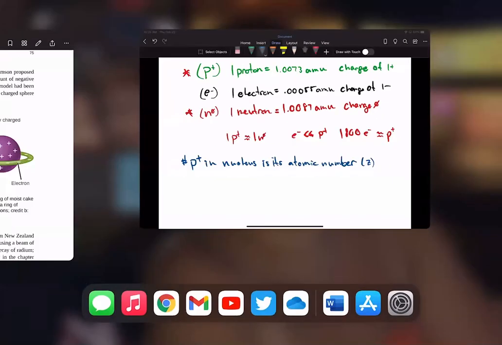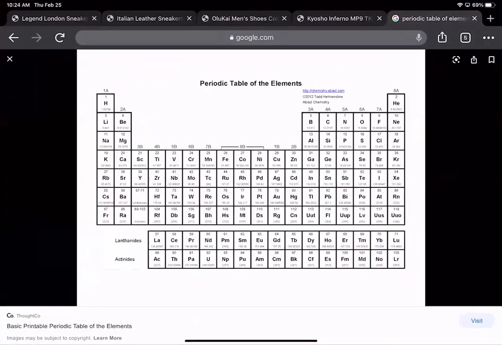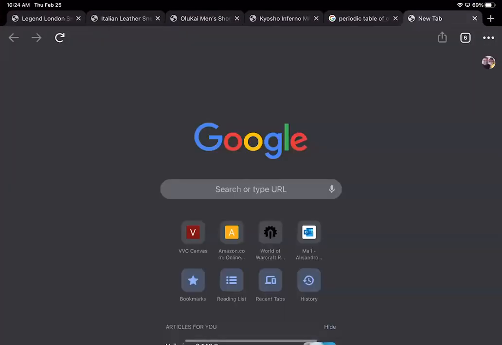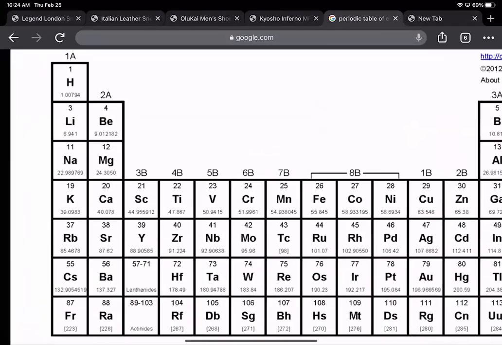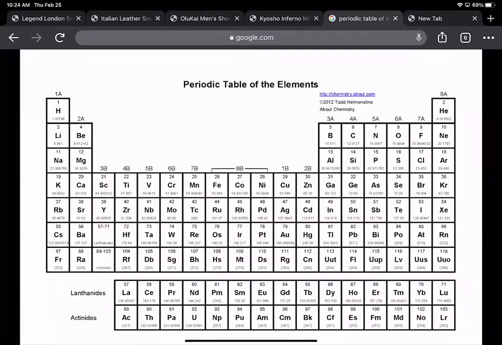So when we look at a periodic table, right, we have, oh, come on. Where'd it go? There it is. We look at a periodic table. We're not going to get too involved in the periodic table, but again, like I said, I would introduce it. We'll get more into it next.